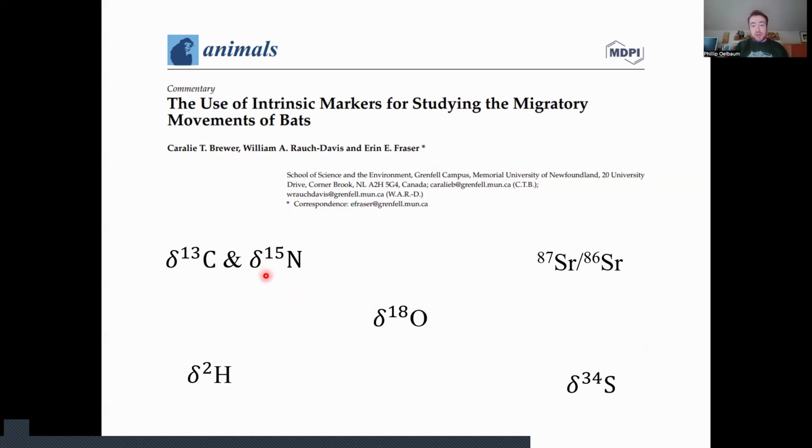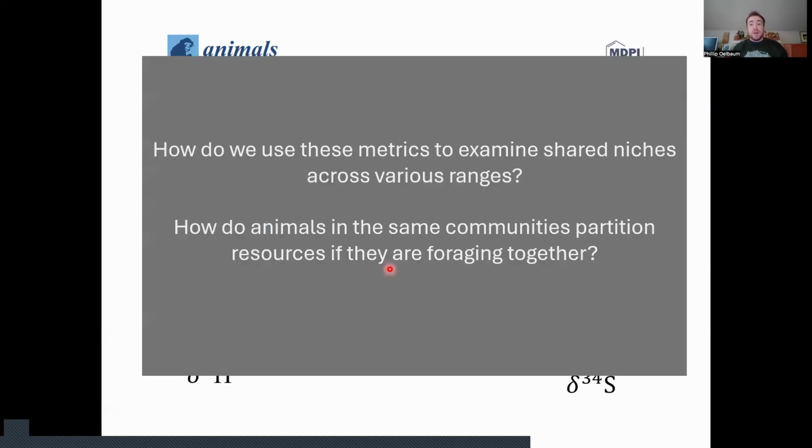So, carbon, nitrogen, as I mentioned, delta deuterium, hydrogen, oxygen, strontium, sulfur. There's a lot of different options for this type of analysis. And this is a great paper as a starting point to check that out if you're interested. So, what I also wanted to do was talk about how we use these metrics to examine shared niches across various ranges, and how do animals within the same communities partition resources if we're capturing them foraging together.